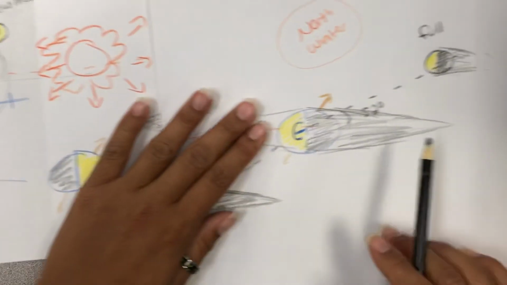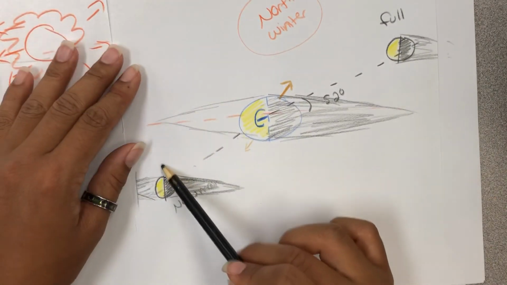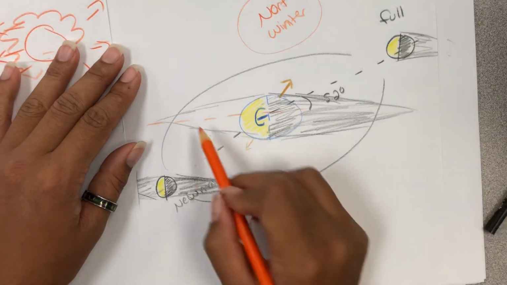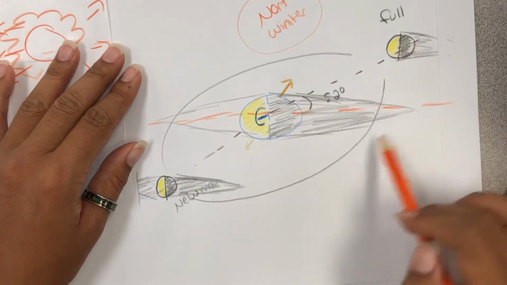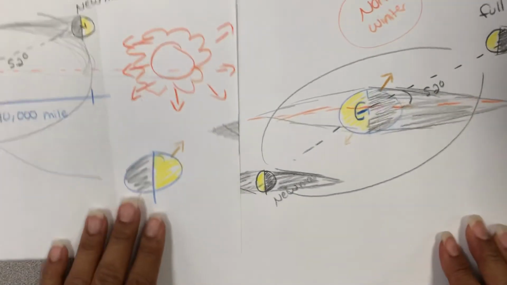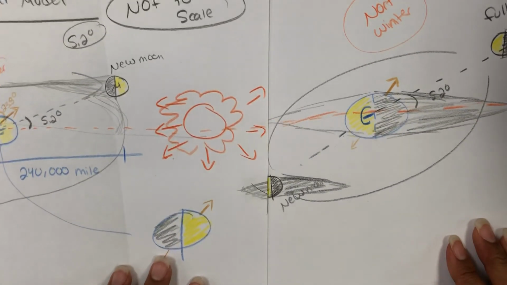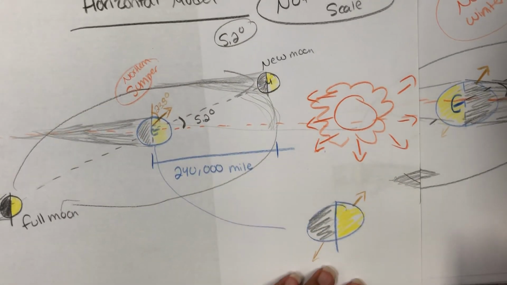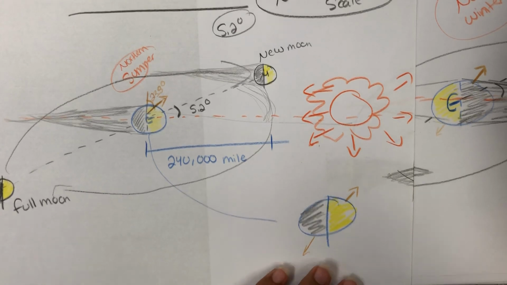Same thing holds true for this side. It would have to line up at some point within the ecliptic for us to get an eclipse. And that is why we don't get an eclipse every month in the phases of the moon per month.